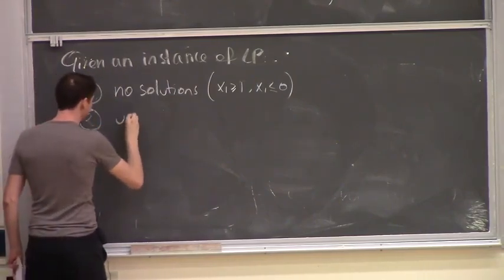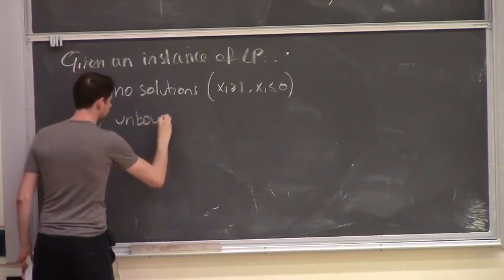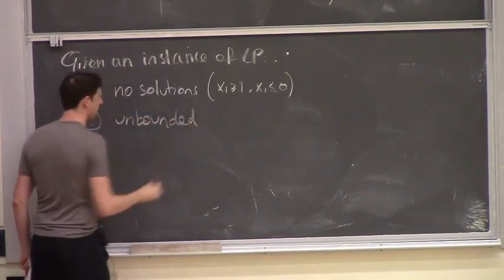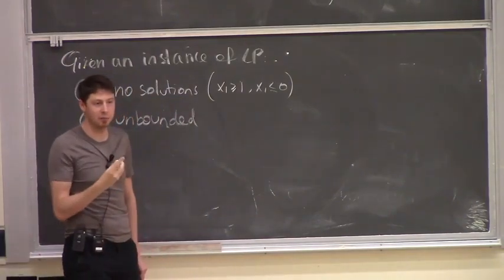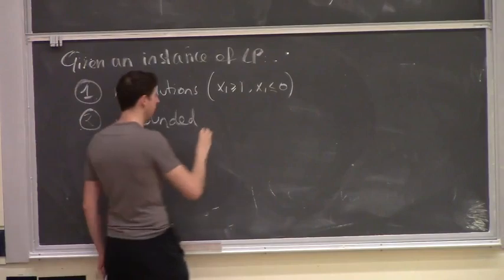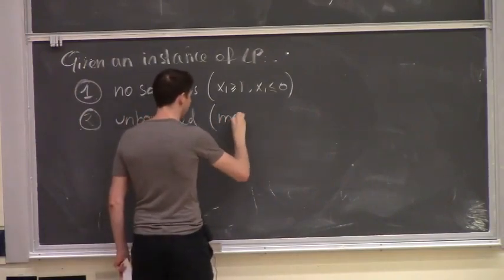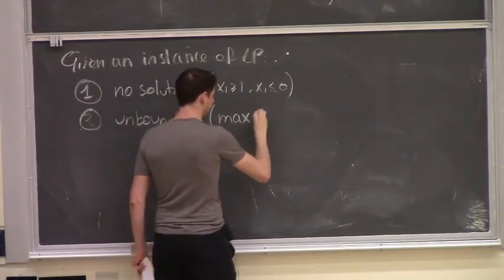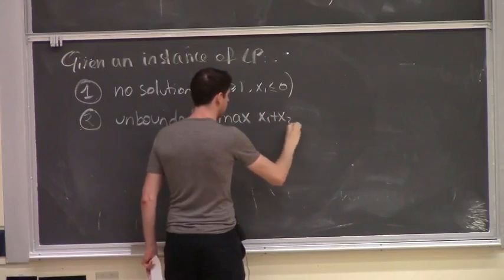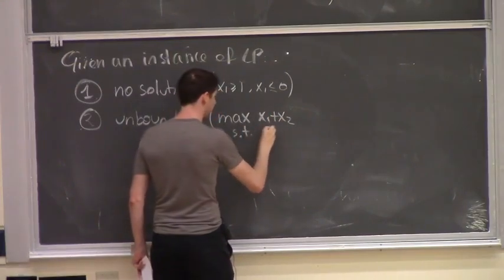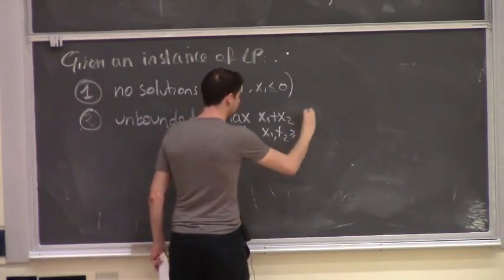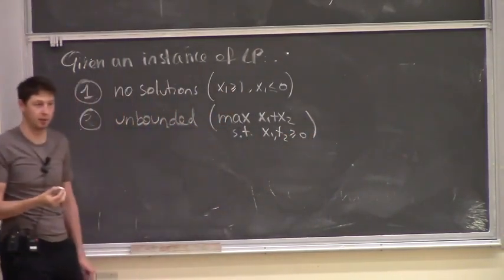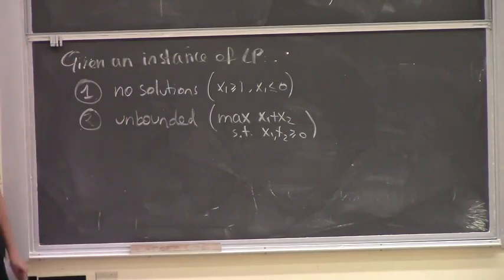Another option is that it could be unbounded. It means that you can keep maximizing and there's no half plane that will stop you. An example would be to maximize x1 plus x2 subject to x1 and x2 being non-negative. Clearly I cannot find a maximum value, which just keeps going up.